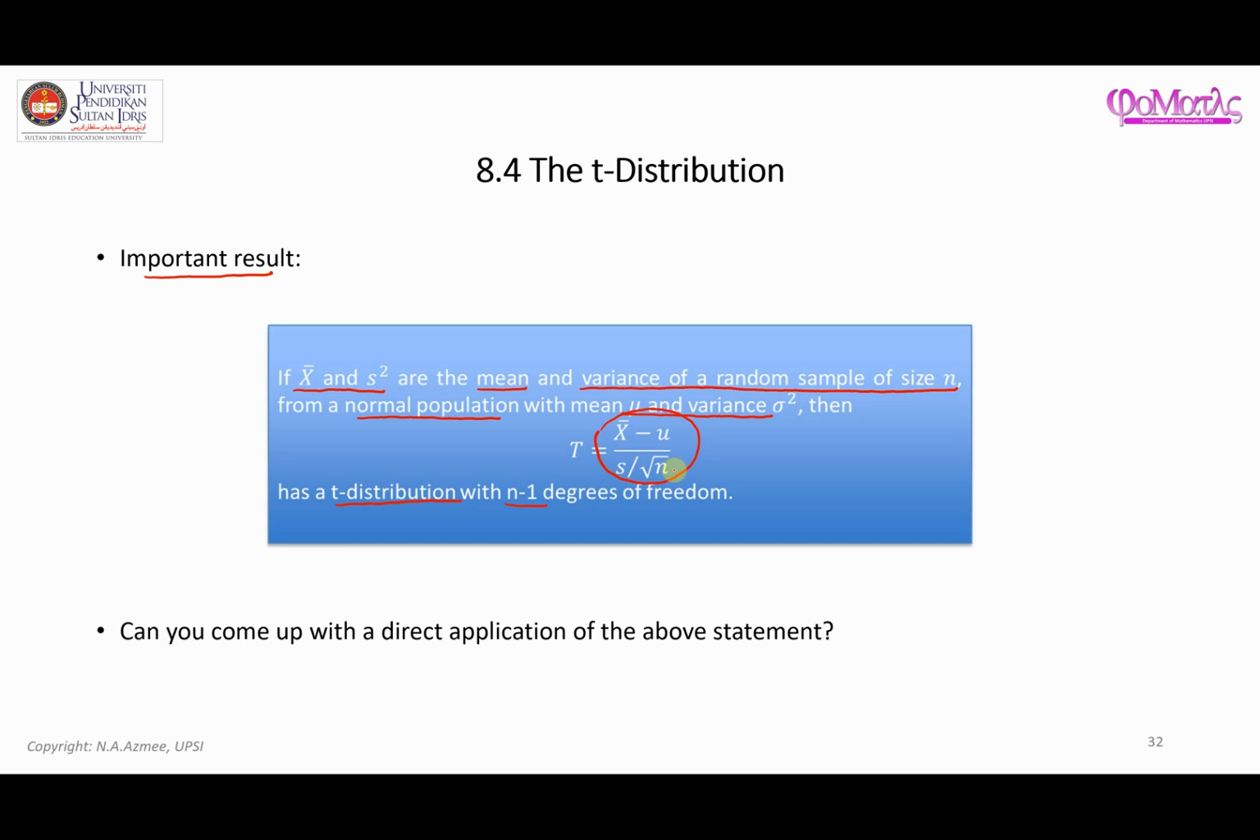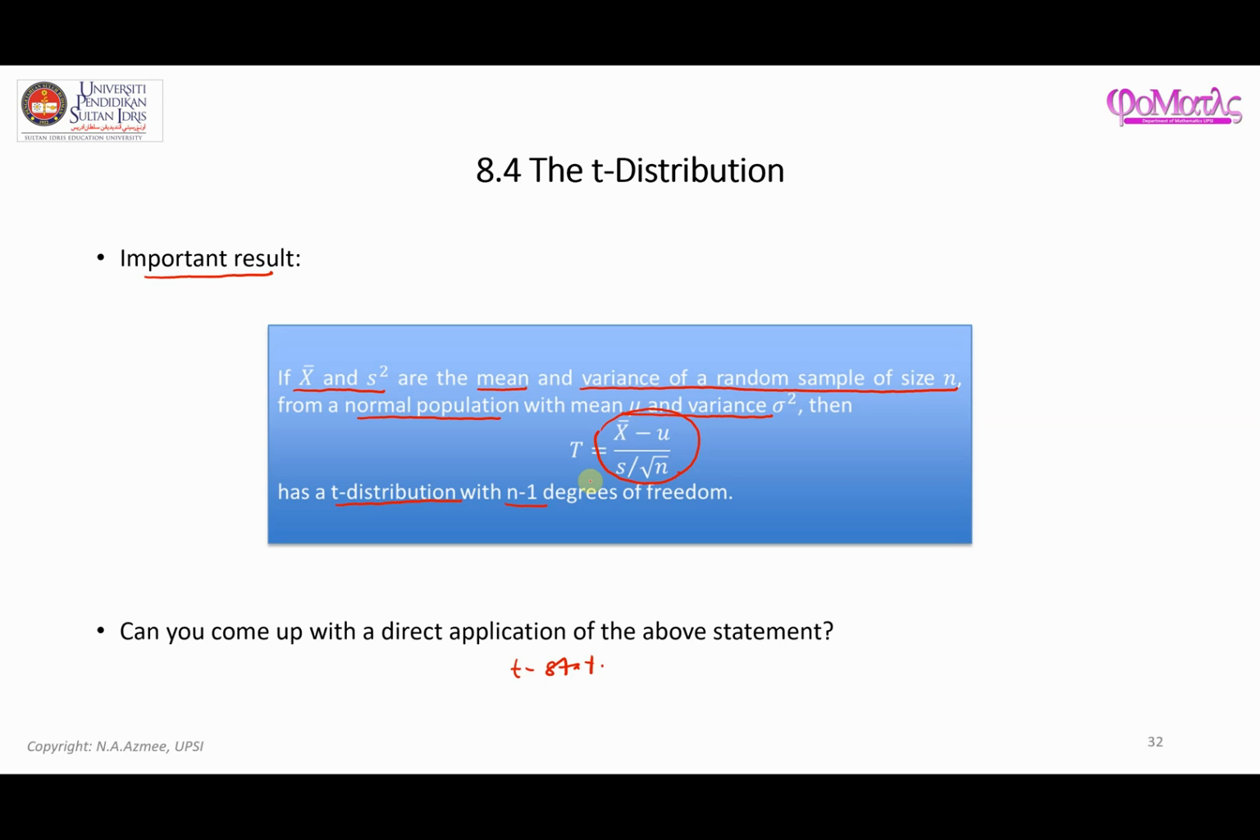Have you seen this before? Of course, you have seen this before in hypothesis testing. In hypothesis testing, there is a step where you have to calculate the t-statistic, and you use this formula to obtain the value, and then you compare the value with the critical values in order to decide whether you should reject or accept the null hypothesis.